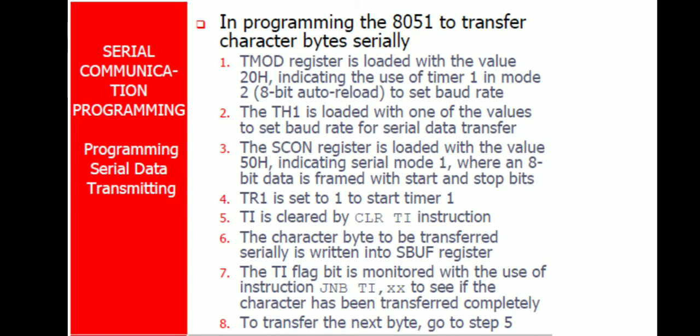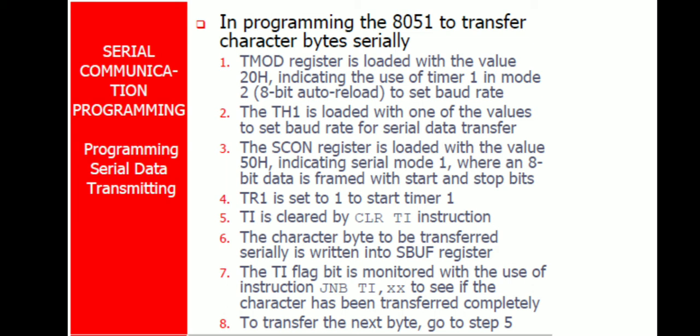Now, programming serial data transmitting, to transfer a character byte serially. The steps are listed below. Step number 1: the TMOD register is loaded with the value 20H, indicating the use of timer 1 in mode 2, that is 8-bit auto reload, to set a baud rate.